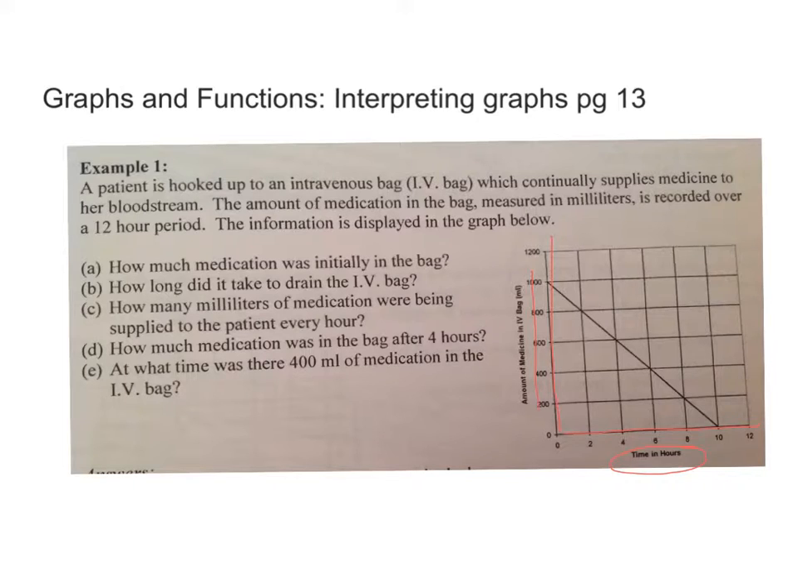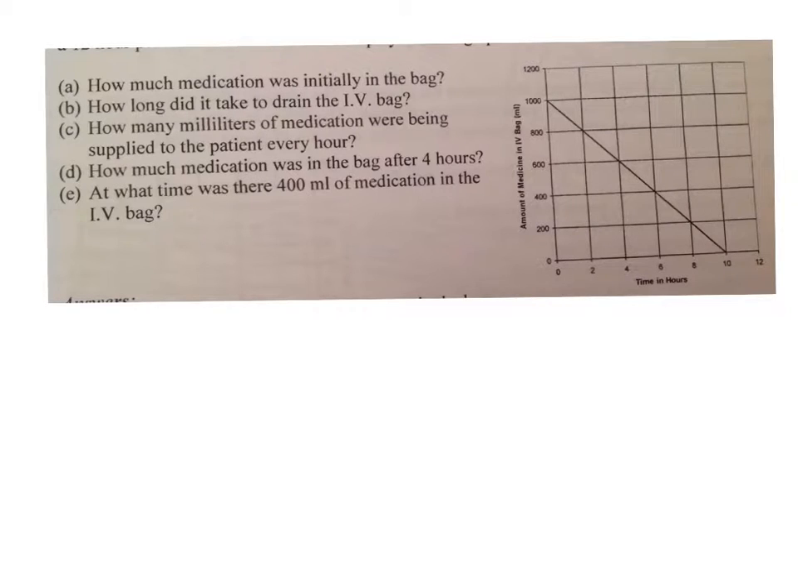Looking at the graph, we can answer the following questions: how much medication we started with, how long it takes the bag to empty out, how many milliliters the patient is getting every hour, how much medication is in the bag at any given time, and when there'll be a certain amount of medication left in the bag. So how do we do that? Looking at the graph, how much medication was initially in the bag?